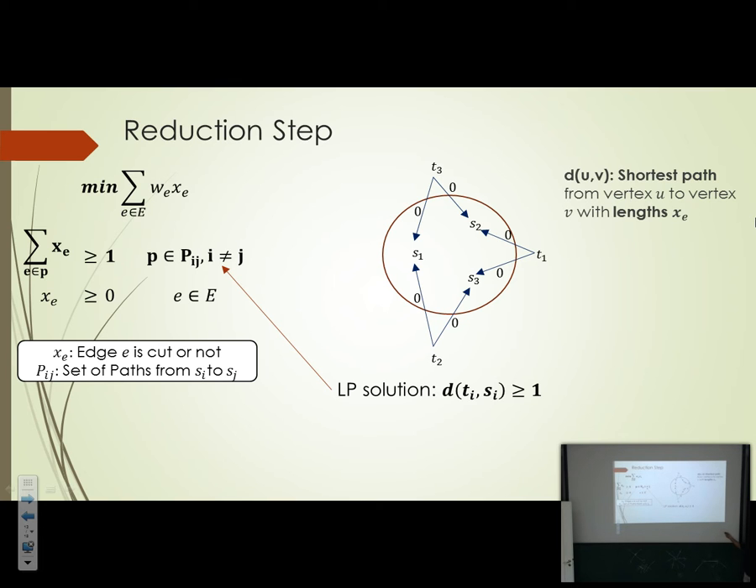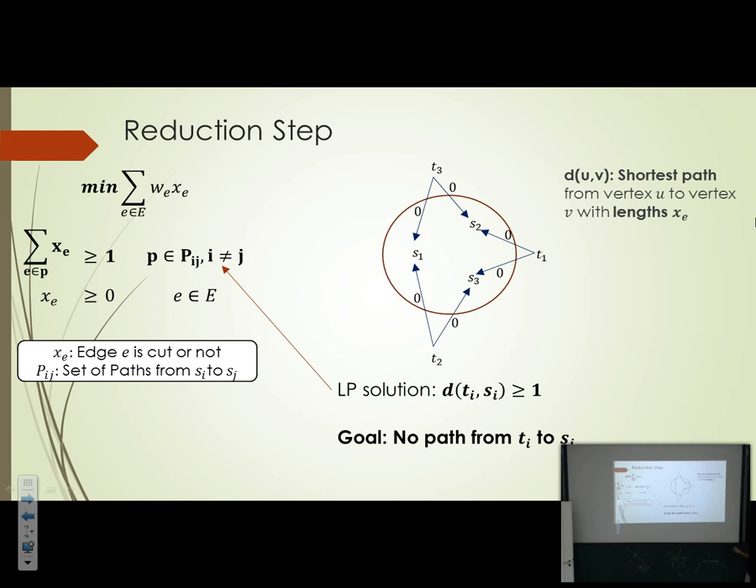Why? Because any path from T1 has to either go through S2, and the distance from S2 to S1 is at least 1 by the LP, or it has to go through S3, and the distance from S3 to S1 is at least 1. So this gives that the distance from Ti to Si is at least 1.